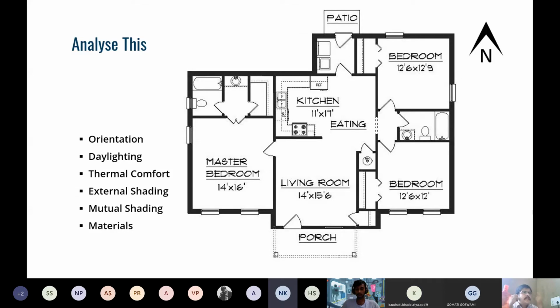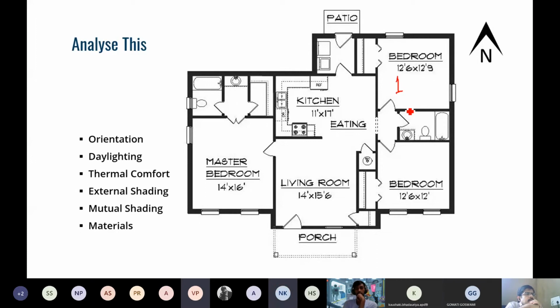Okay, what else? Let's take up one room at a time. The cornermost bedroom, this one. What do you say about this bedroom? Does it get a good amount of daylighting? Yes, it would, sir. It has a window on either wall, two adjacent walls. So there is a certain chance that you might get daylighting.